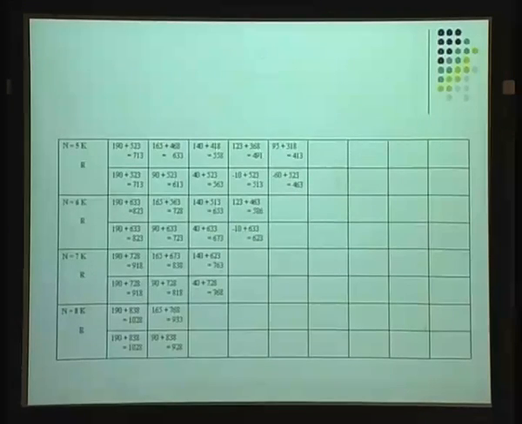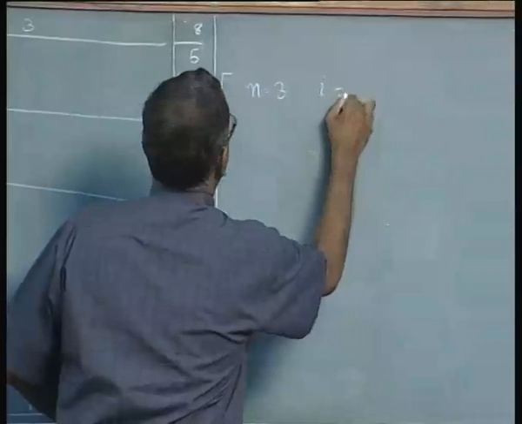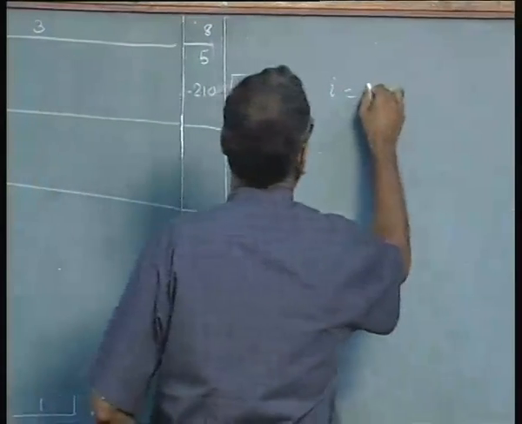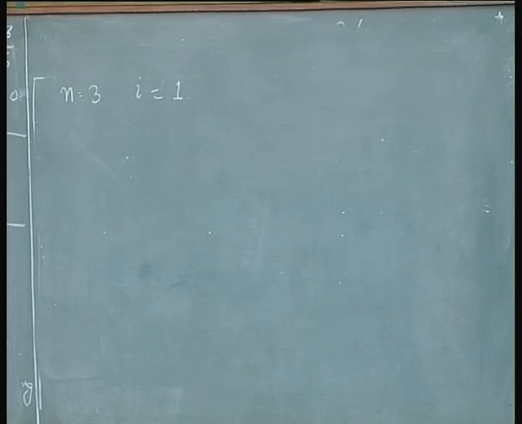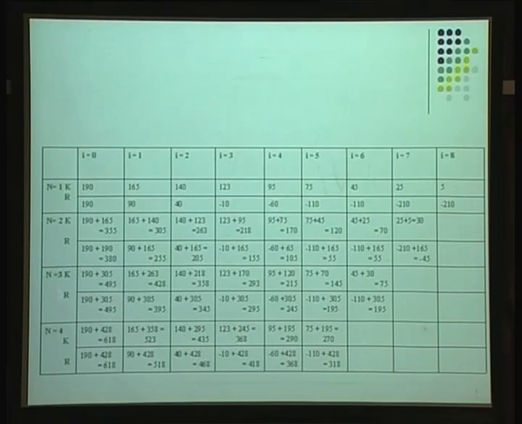For example, next, from this table you can compute the cost and the strategy when you are given the number of years to go and the age of the equipment. For example, if we are looking at n equal to 3, 3 more years to go and the age of the equipment is 1, let us go back and see what the decisions are. Go back to the previous table. When I am at n equal to 3, I have I equal to 1. Now for n equal to 3, I equal to 1, when we keep, the value is 428, when we replace, the value is 395. Higher one being 428, we decide to keep for the first year. So we decide to keep.